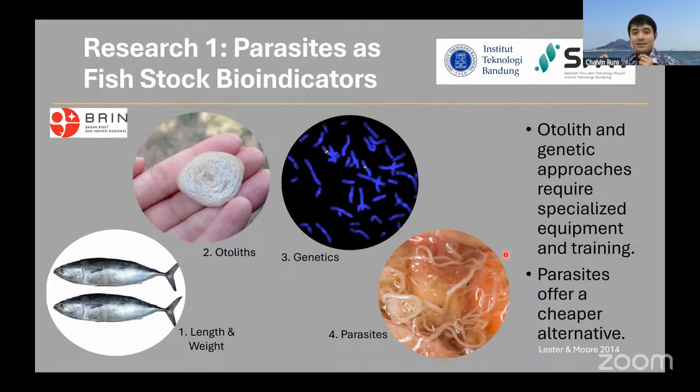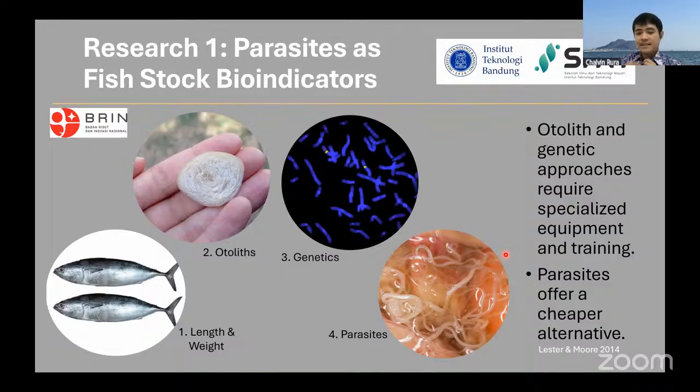In determining fish stock, there are several methods. Maybe all of you are already familiar. The first is using length and weight, the most basic method in determining fish stock and fish population. The second is using otoliths, and the third is using genetics. However, otoliths and genetics require special equipment and training. You need training to accurately determine the fish population and fish stock.